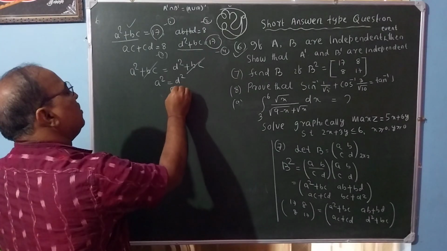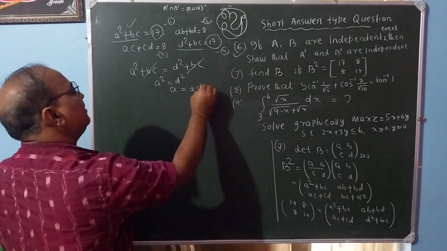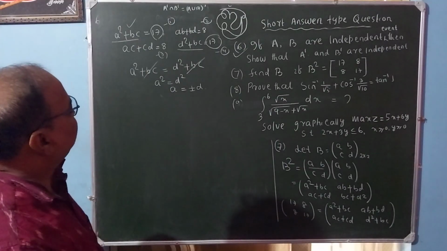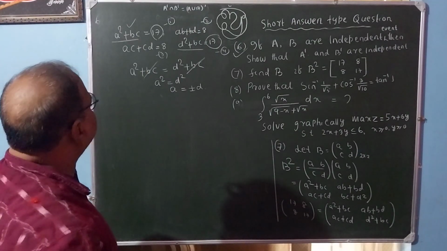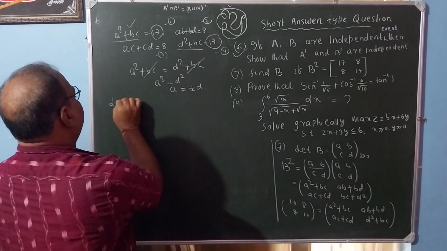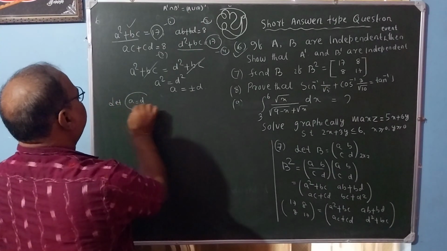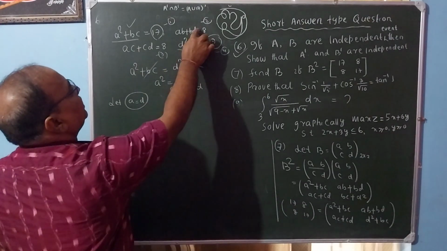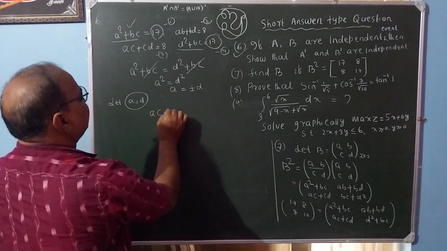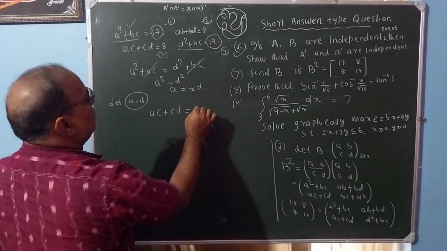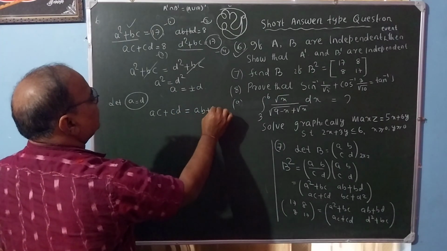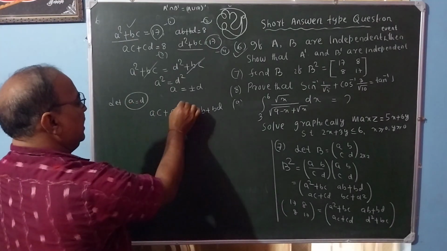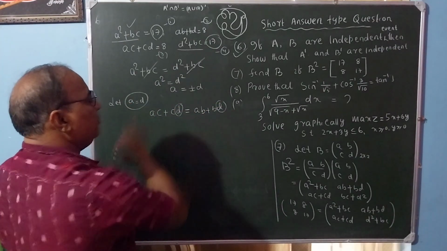So A is equal to plus minus D. A square is equal to D square, so A is equal to plus minus D, or A is equal to D. Write down: let A is equal to D. First we have to take A is equal to D. So this is also equal to this: AC plus CD is equal to AB plus BD. Now in place of D we have to put A.